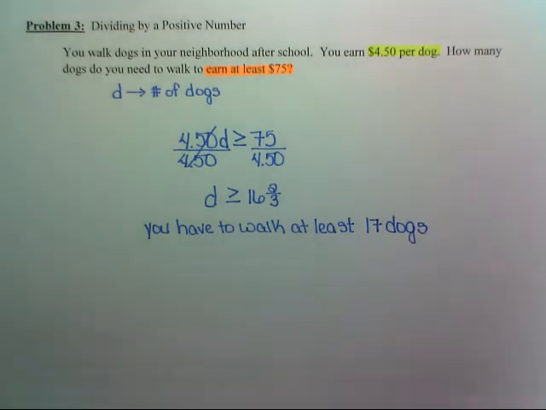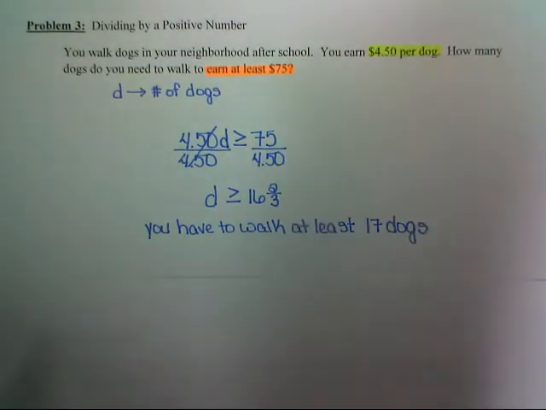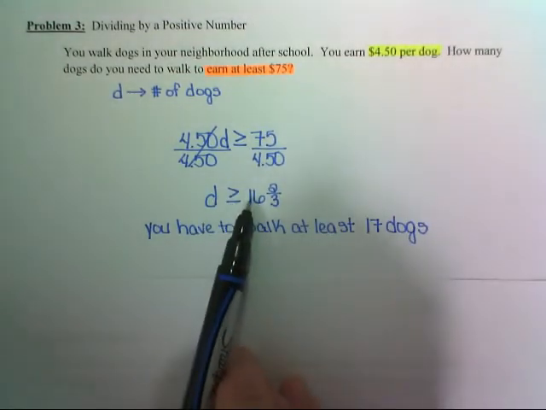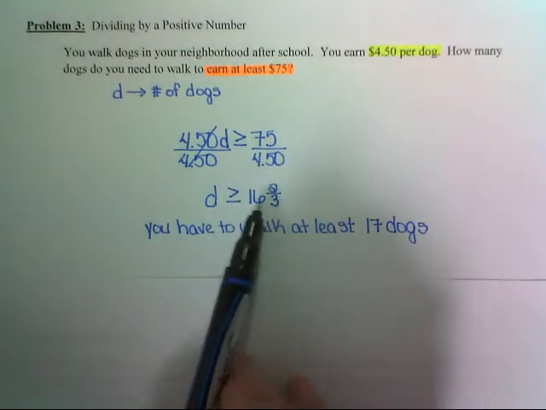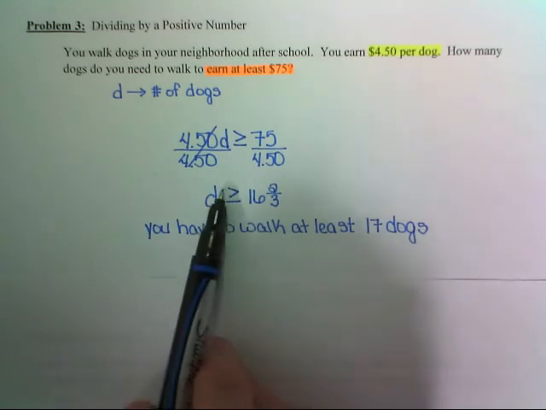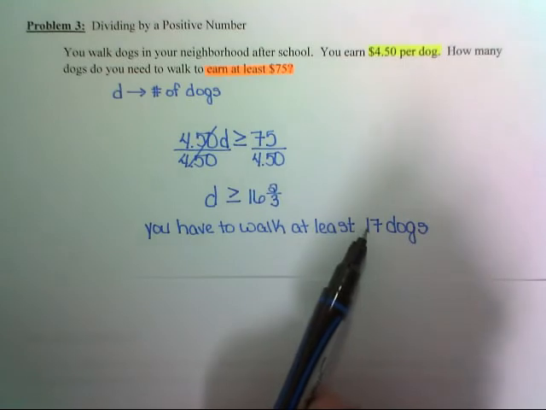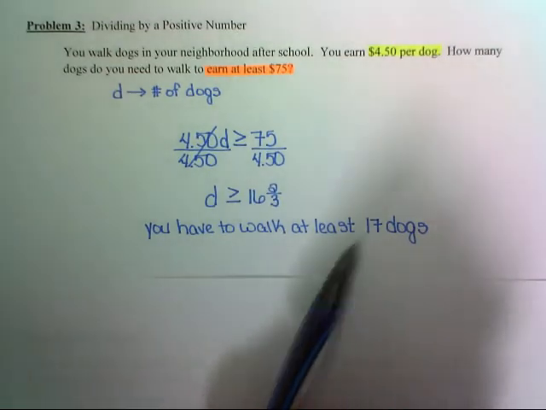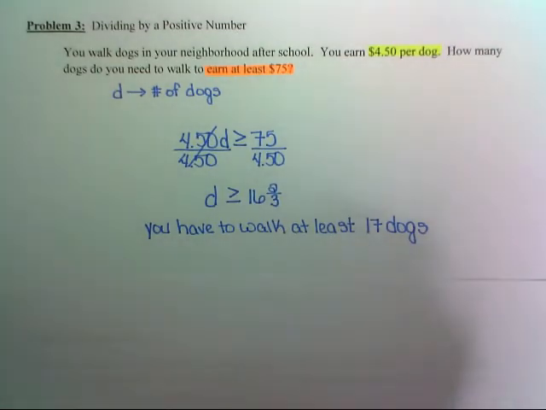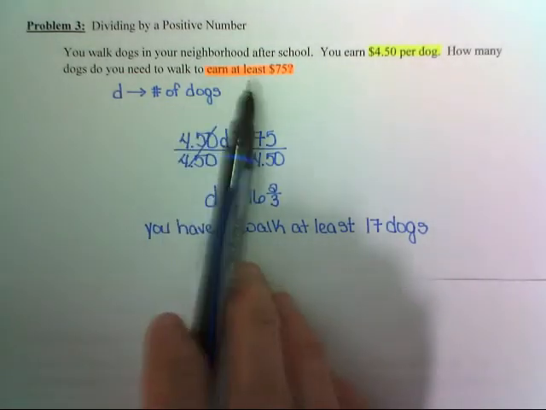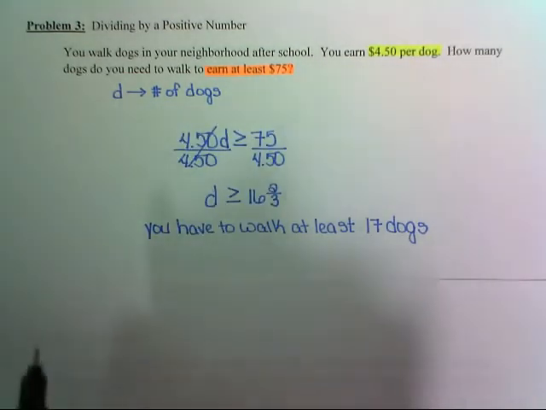So even though we have the inequality, that's well and good, but we need to make sure that we can answer our word problem there. 17 is greater than 16 and 2/3. 17 is the largest number that's greater than or equal to 16 and 2/3, or largest whole number, I should say, because you can't have part of a dog. So 17 dogs, that's the least amount that you can walk in order to earn at least $75.